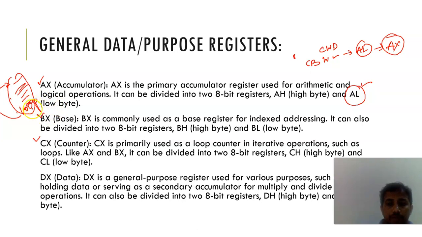Every time a loop is executed, the CX value is decremented by 1, and it will check whether CX is equal to 0 or not. If CX is not equal to 0, the loop is repeated. Not only for loops, when you go for string instructions and other instructions, this CX register is used. There is one more jump instruction which refers to the CX register, JCXZ. CX usually refers to the counter register.